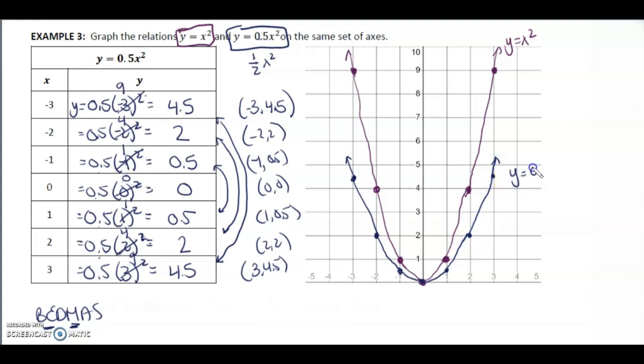Okay, so y equals 0.5 x squared. So when we take a look at this, we can say that the graph of y equals x squared is the skinnier one. And y equals 0.5 x squared is wider.